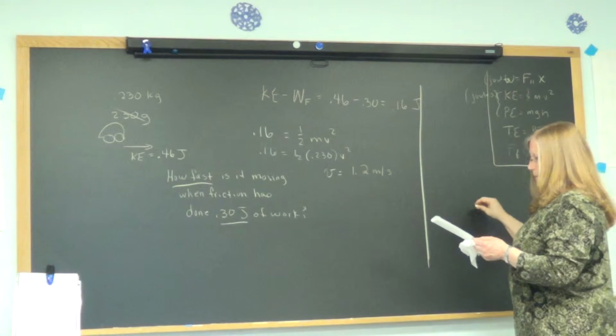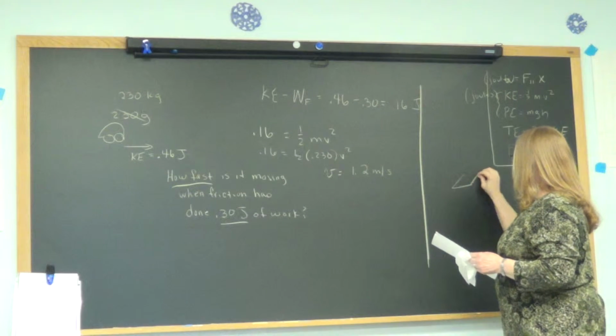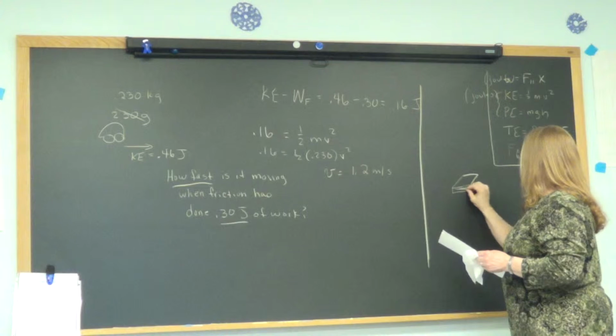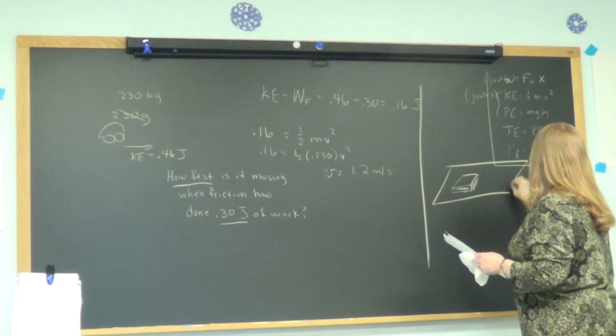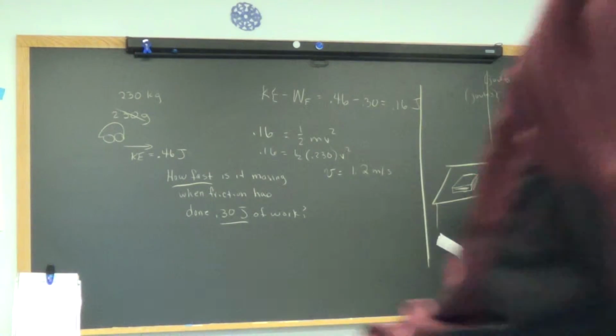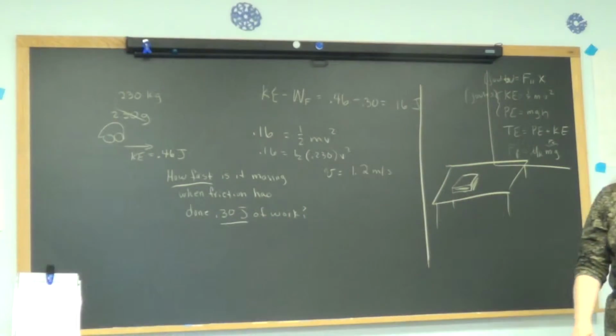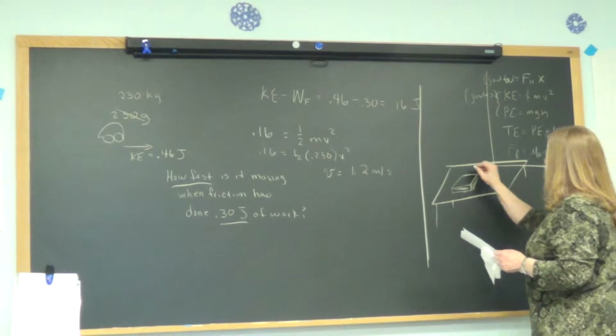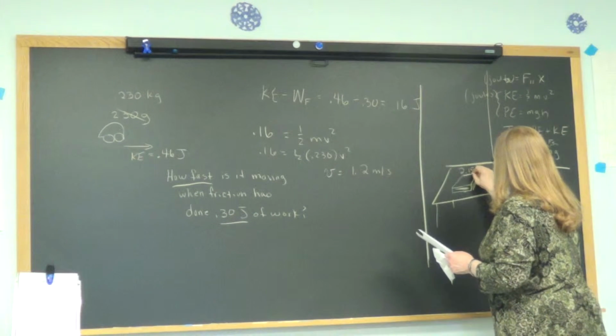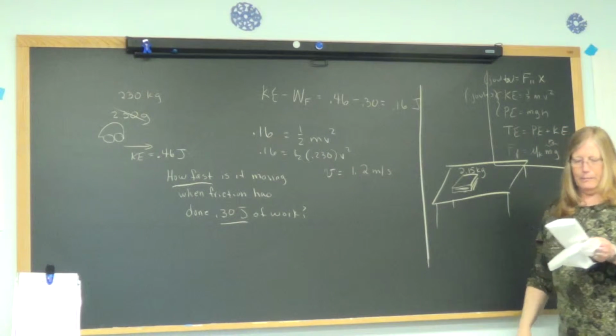See if I can fit a problem in here. Draw a book on a table. The old book on the table. It's a physics book, of course. 2.15 kilograms. I don't have to convert, I'm in kilograms, so I'm happy.